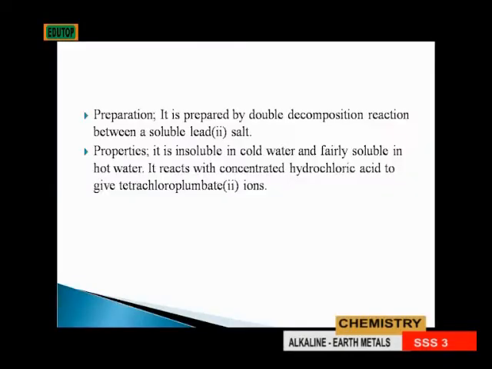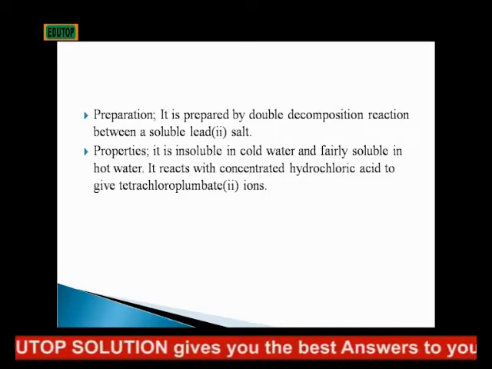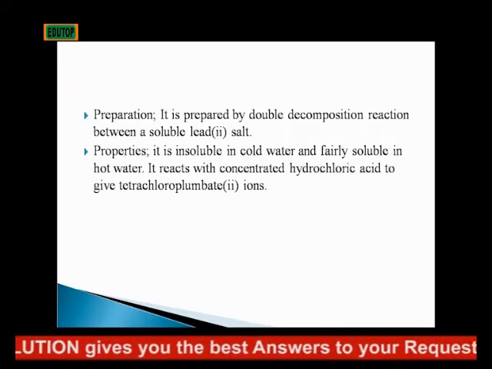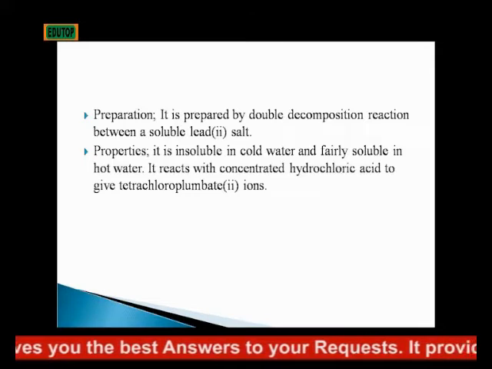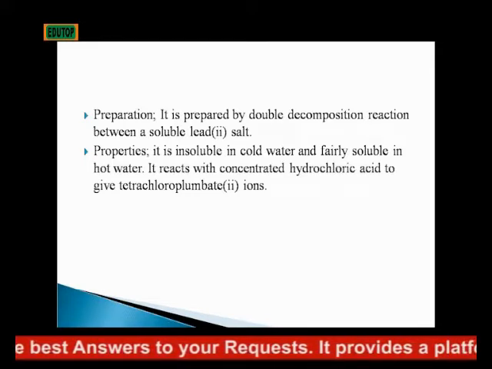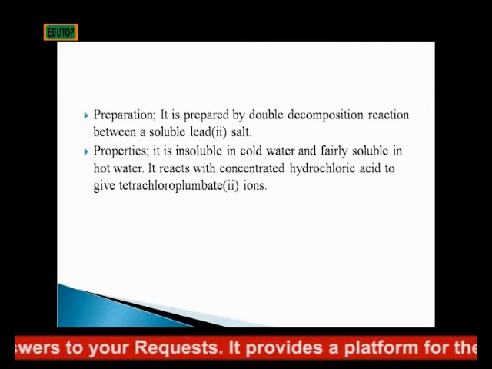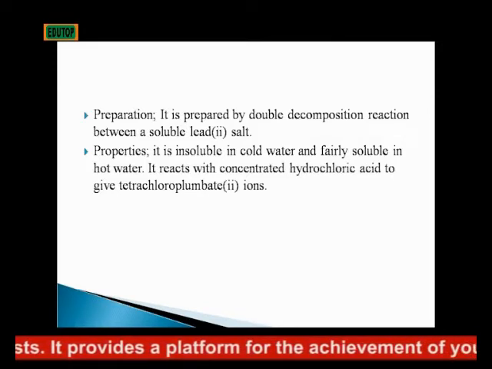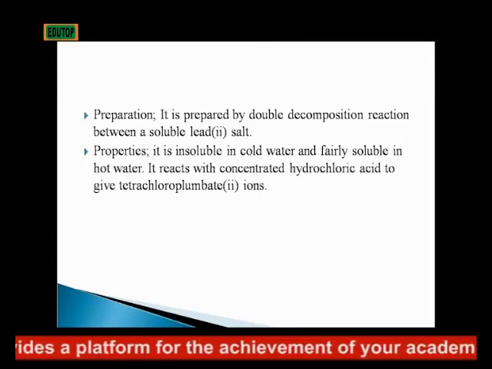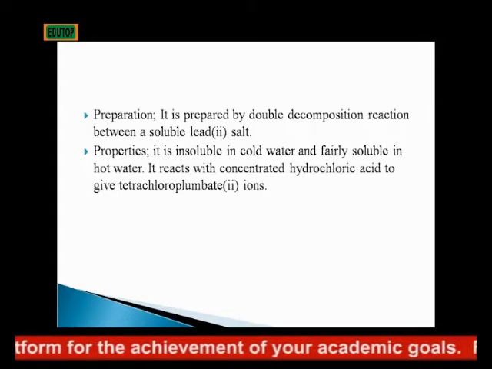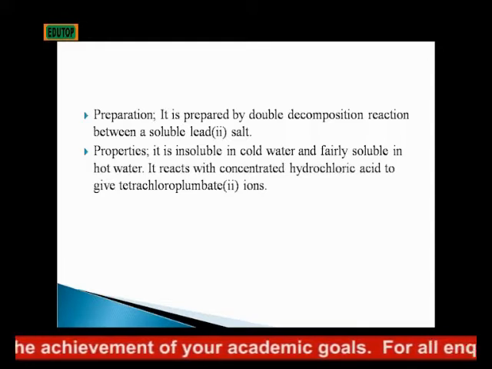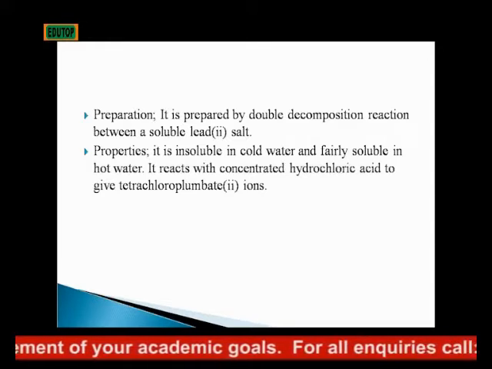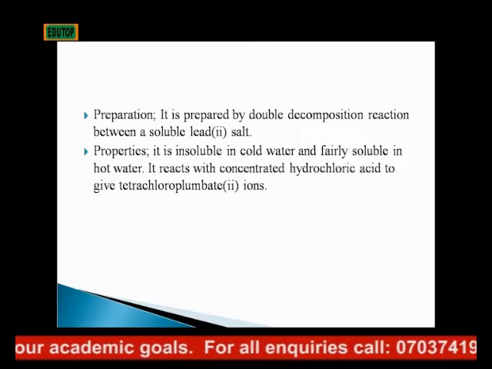Properties. It is insoluble in cold water and fairly soluble in hot water. The characteristic of lead 2 chloride is that in cold water it is insoluble, just like other chlorides. But when the water is heated, it becomes fairly soluble. It reacts with concentrated hydrochloric acid to give tetrachloroplumbate 2 ions.